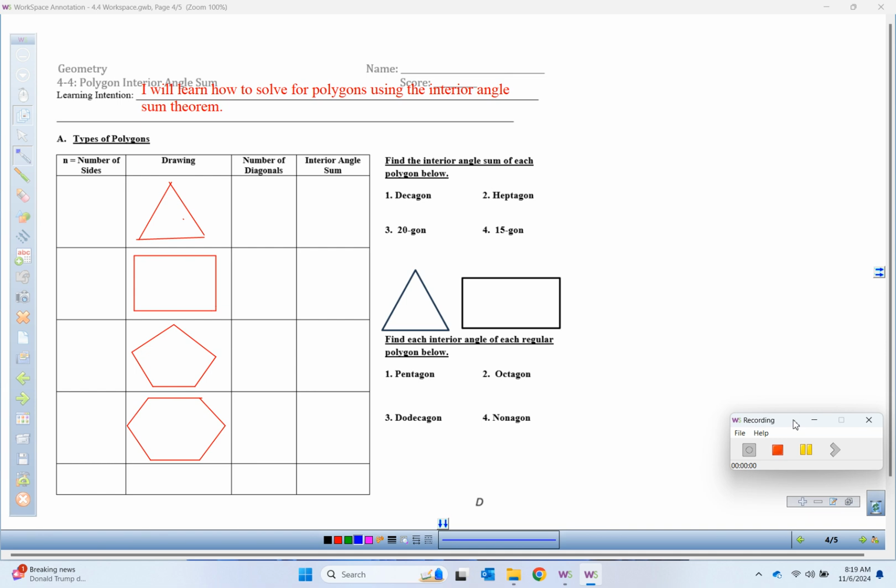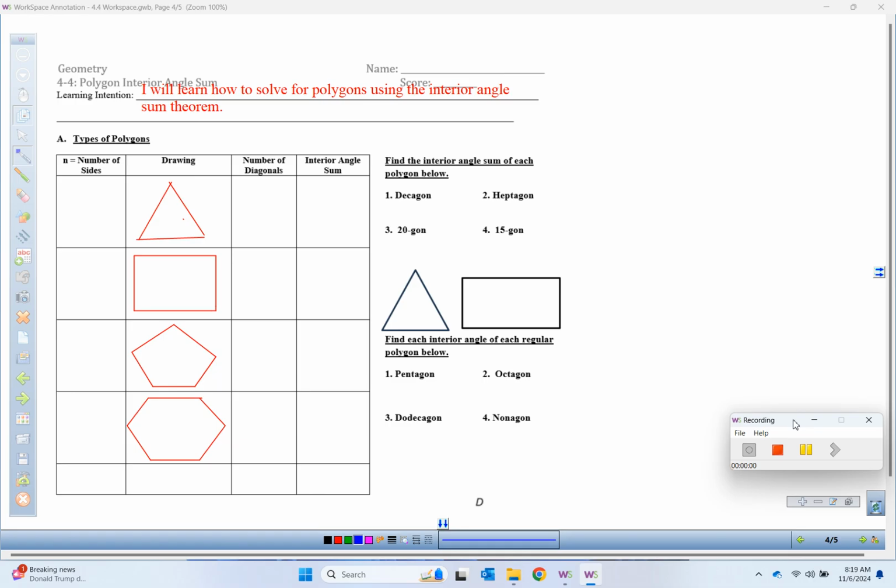Today we're going to be talking about lesson 4-4, polygon interior angle sums. You're going to want your geometer today and possibly a calculator. So if you would like to pause the video, you can get the learning intention jotted down, grab that geometer, grab that calculator, and come back.